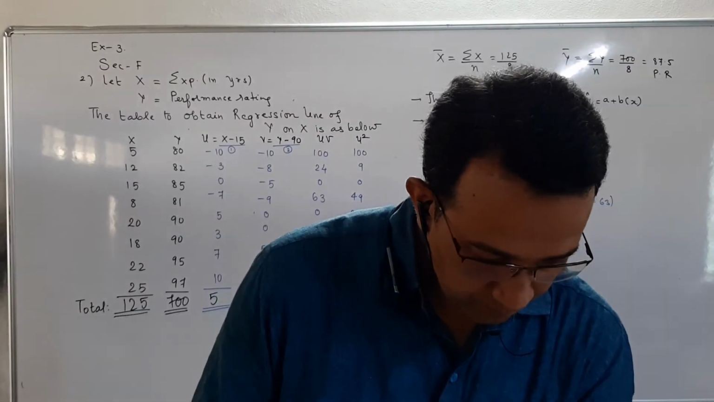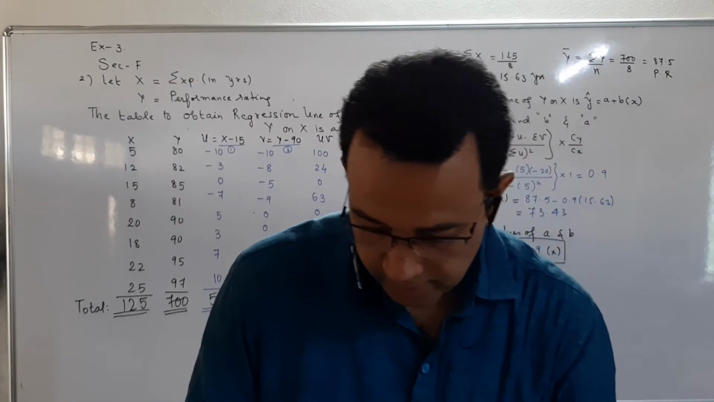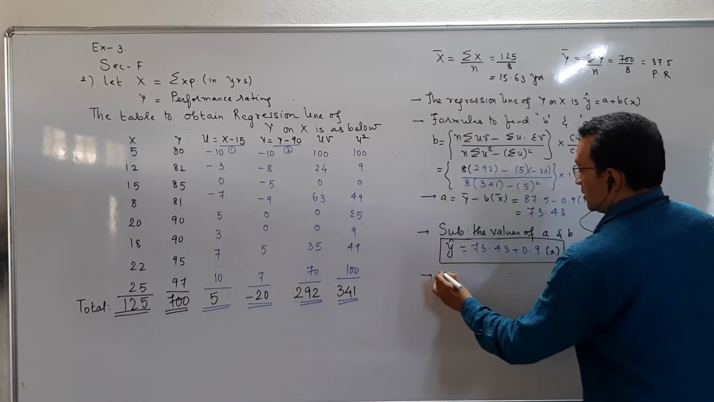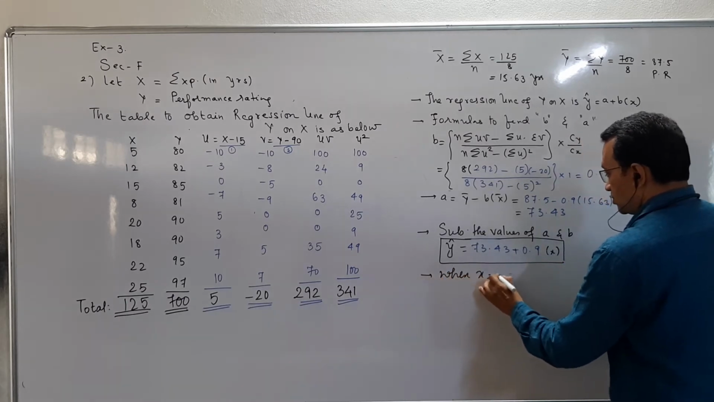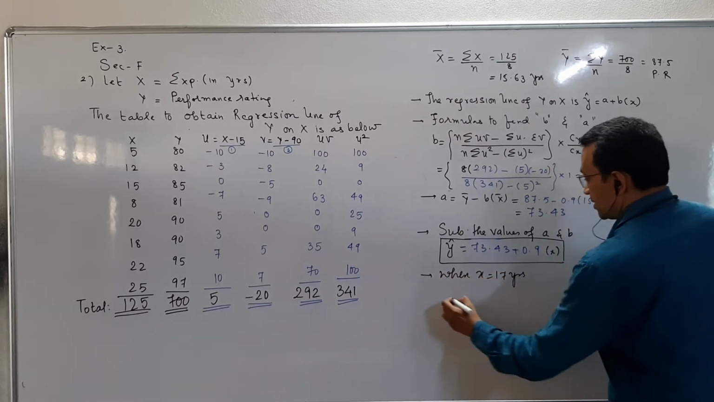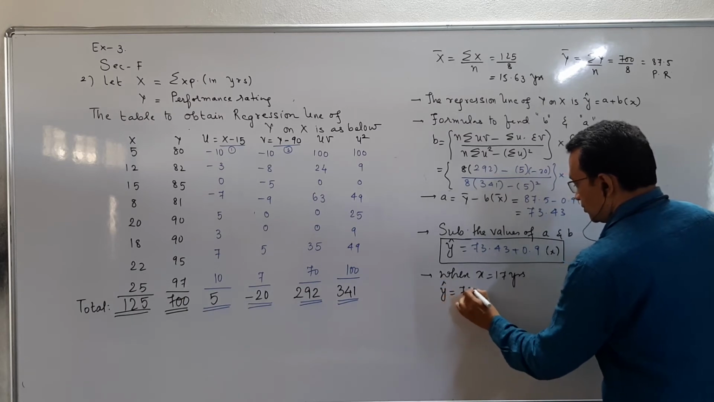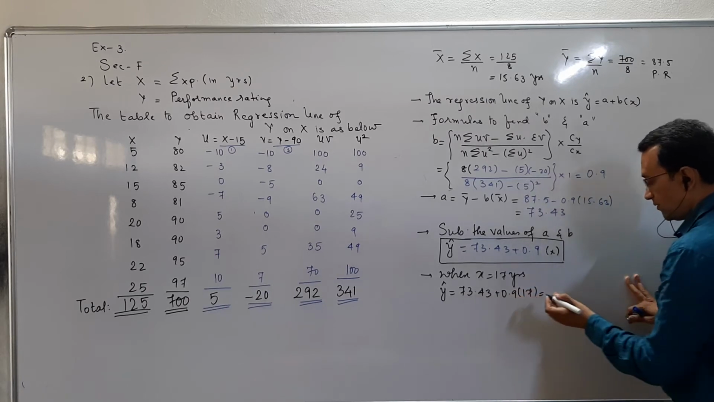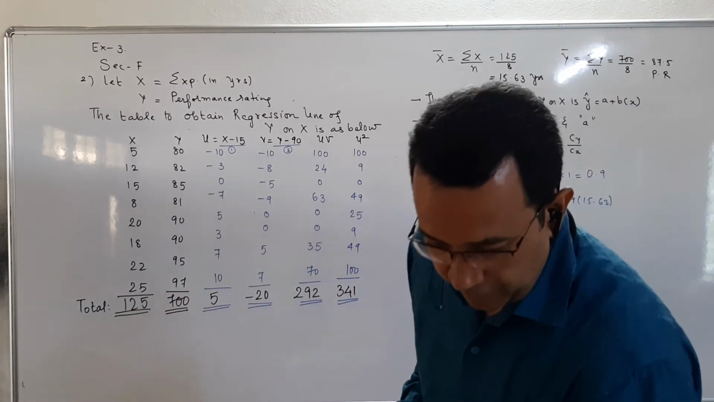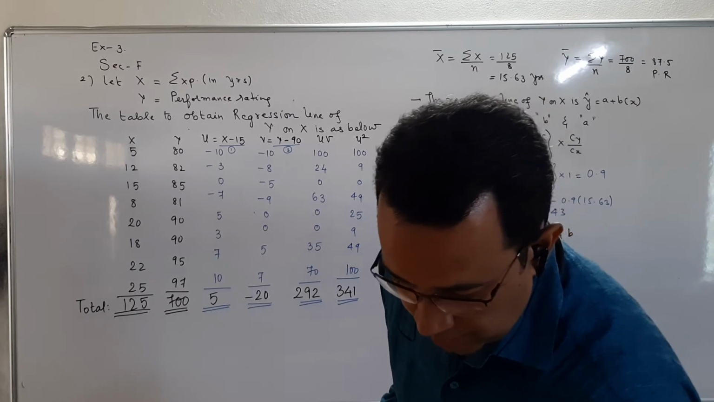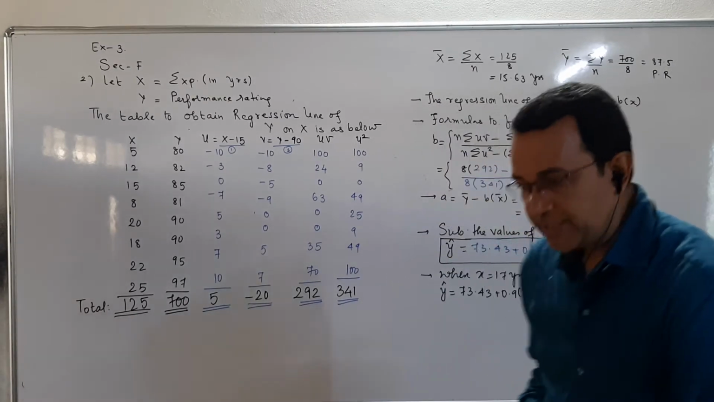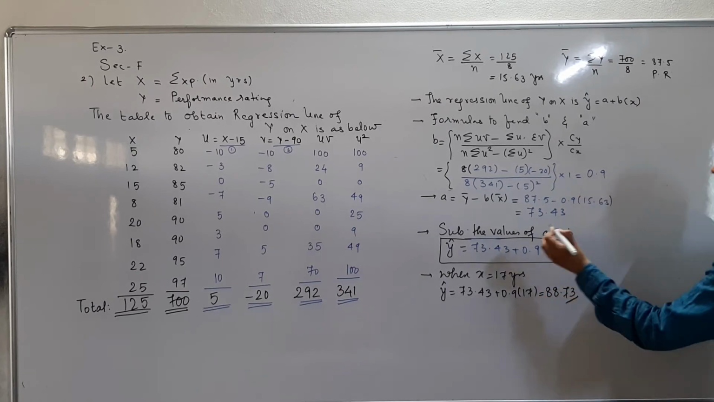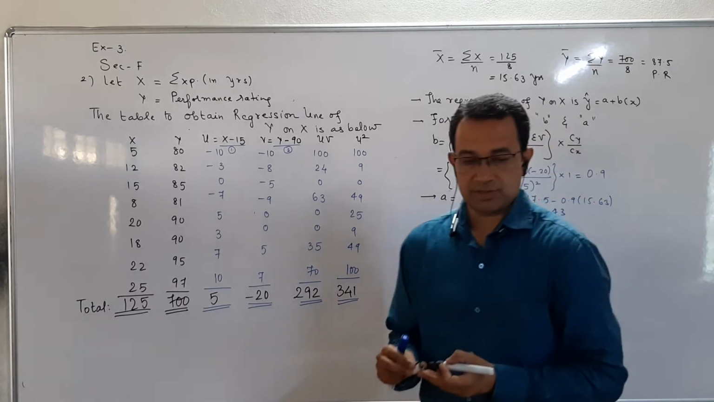Estimate y when experience of a worker is 17 years. So when x is equal to 17 years, y cap is equal to 73.43 plus 0.92 into 17. Simplifying this, the performance rating, students, comes out to be 88.73. So this is our final answer, students.